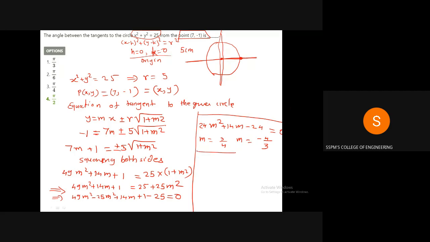So what is the product of the slopes? m1 m2 is equal to what? It is 3 by 4 into minus 4 by 3, that is equal to minus 1. Therefore, when the product of slopes is minus 1, we know that the lines are perpendicular. That is, the angle between them, theta, is equal to pi by 2 or 90 degrees. So that is our answer. The angle between them is pi by 2.